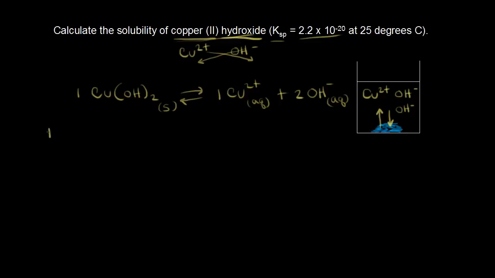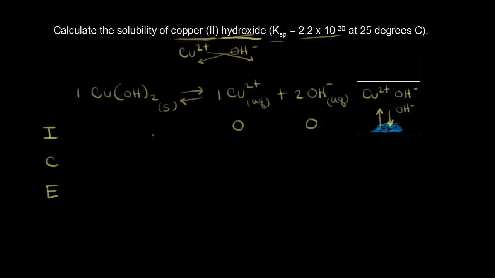So we have our initial concentration, our change, and then finally our concentration at equilibrium. Well, before that small amount of copper(II) hydroxide dissolves, the small amount that I erased earlier, we didn't have anything for the concentration of our ions in solution. So that's our initial concentration of our ions. It's 0.